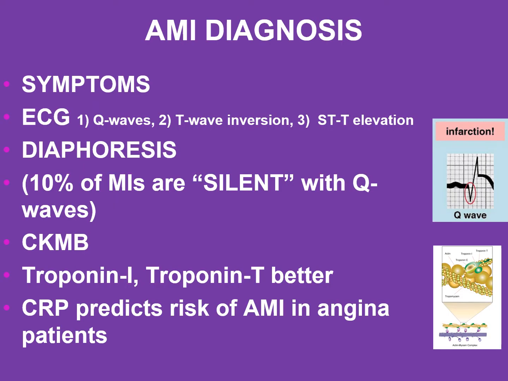So we know this already, the AMI diagnosis, you need 3, right? The symptoms, ECG, and of course the elevated enzyme. So you have also diaphoresis. Take note that 10% of MI are silent. So before, you could use CK-MB, but the American College of Cardiology prefers the use of troponin I and troponin T to better assess your AMI.